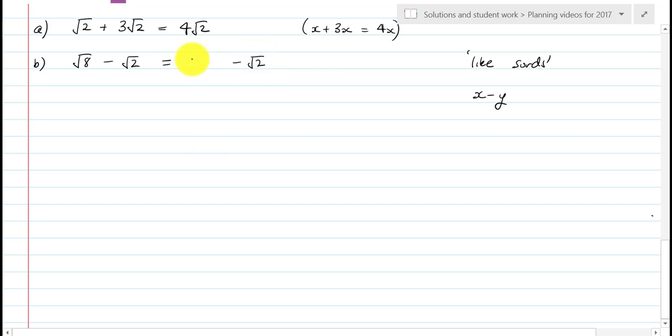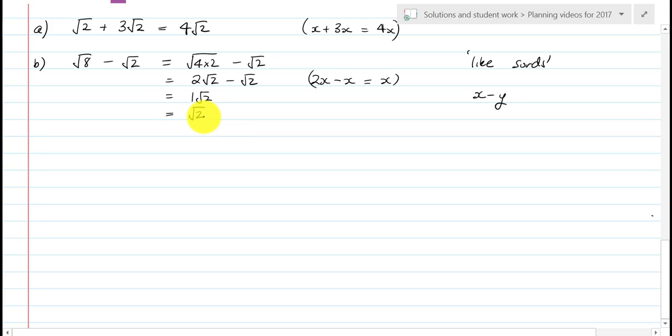But root 8 can be written down as root 4 times 2, which is 2 root 2 minus root 2, which is a little bit like 2x minus x. So I'll write that down here. And that, of course, is equal to x. So 2 root 2 minus root 2 is equal to 1 root 2. And 1 root 2 is just root 2. You don't have to have that 1 in front. And so there's our answer.